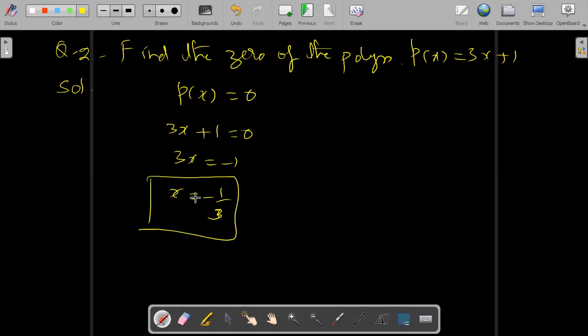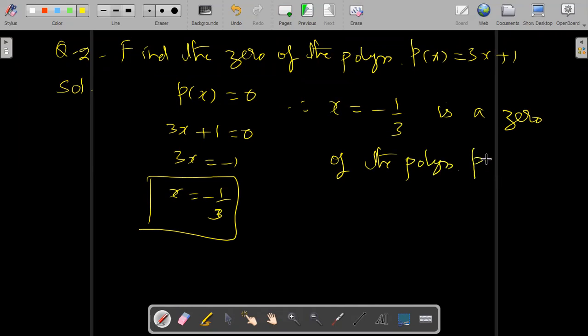If you put it in, you will get 0. Therefore, x is equal to -1/3 is a 0 of the polynomial p(x) is equal to 3x plus 1. So whenever we have to find 0, we can find it like this.